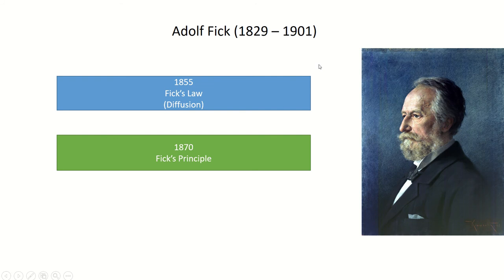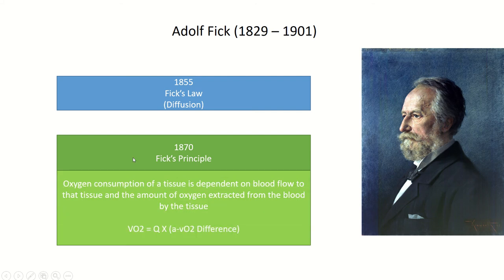and more applicable to us in this context, the Fick principle. The Fick principle is the formula that we still use today, sometimes also known as the Fick equation, which is how we are able to determine the amount of oxygen that is used by tissues at any given time. So the book definition: oxygen consumption of a tissue is dependent on blood flow to that tissue and the amount of oxygen extracted, which is represented by Q times the AVO2 difference.